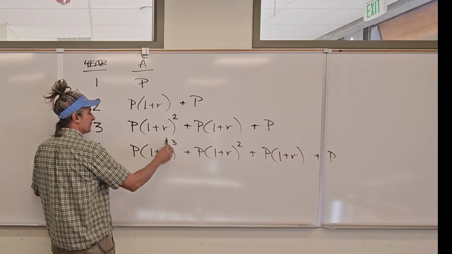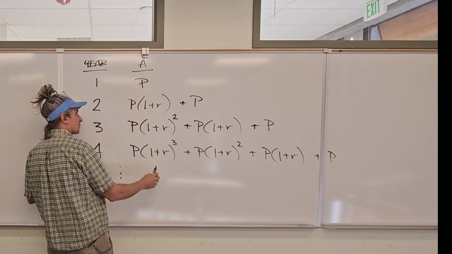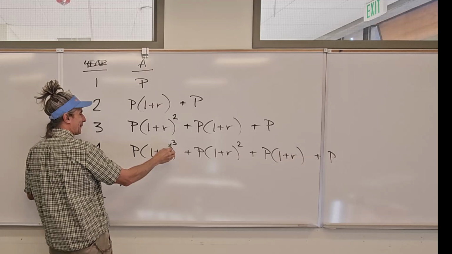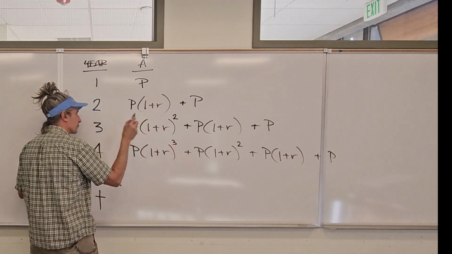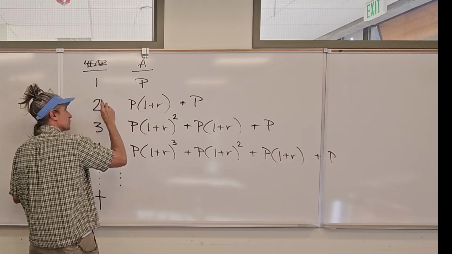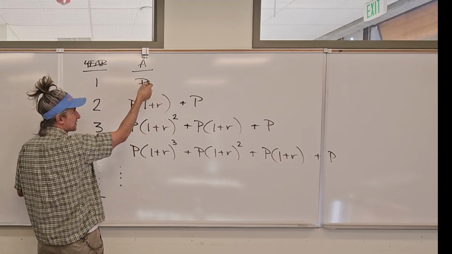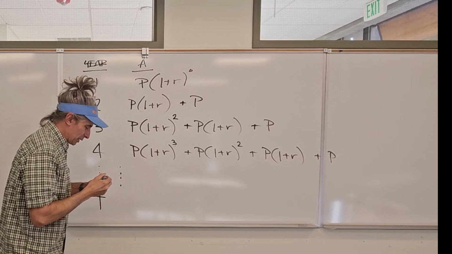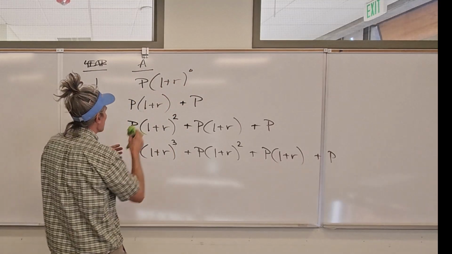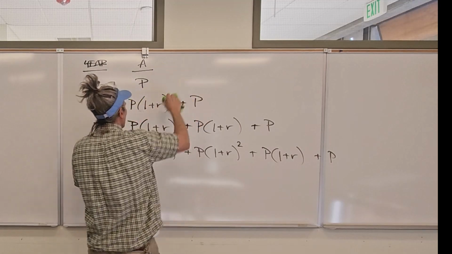Hopefully you notice something here. The power on this first term, as we go up, is always 1 less than the number of years. So when the number of years was 4, that was 3. When this was 3, that was 2. When this was 2, this was 1. And when this was 1, this is technically 0. I didn't write this, but that's technically the 0 power. Usually when I write that, students get upset with me, so I'm not going to write that.